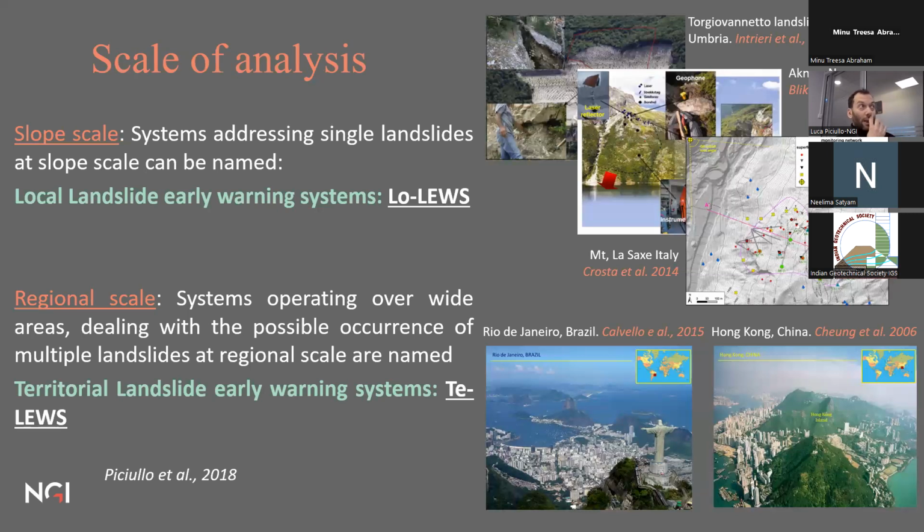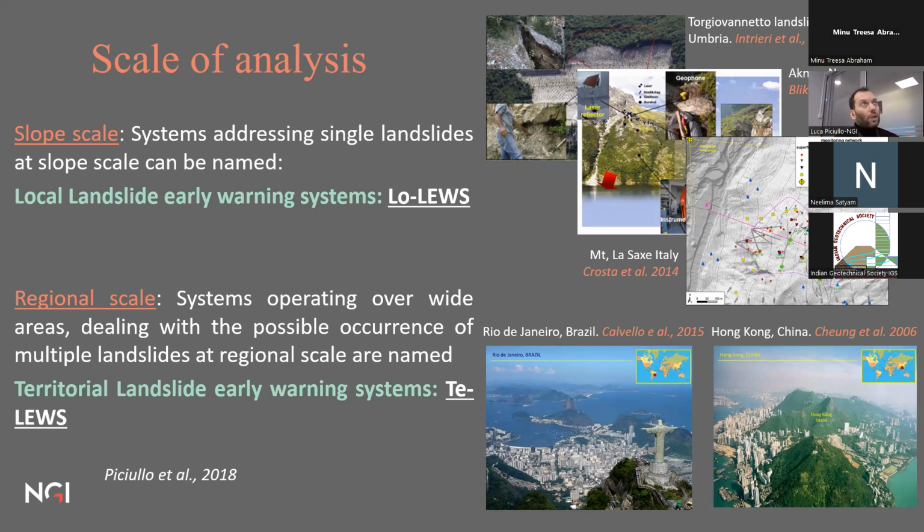On the other hand, at a regional scale, we are dealing with systems operating over wide areas, dealing with the possible occurrence of landslides, multiple landslides, but we don't know exactly the location. We don't know exactly what the depth of the sliding surface is. And I refer to these systems as territorial landslide early warning systems.